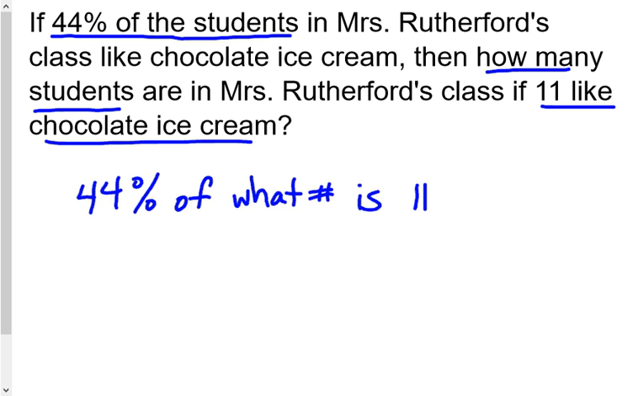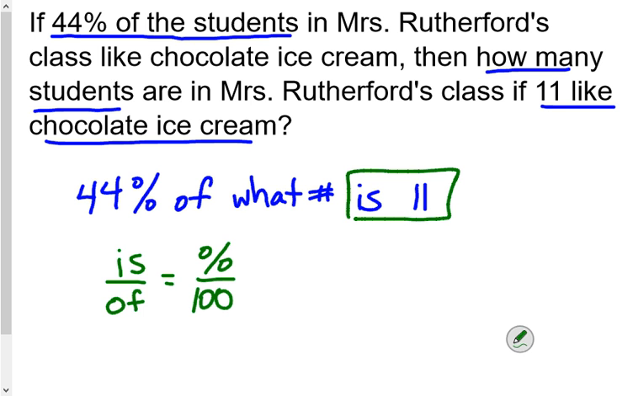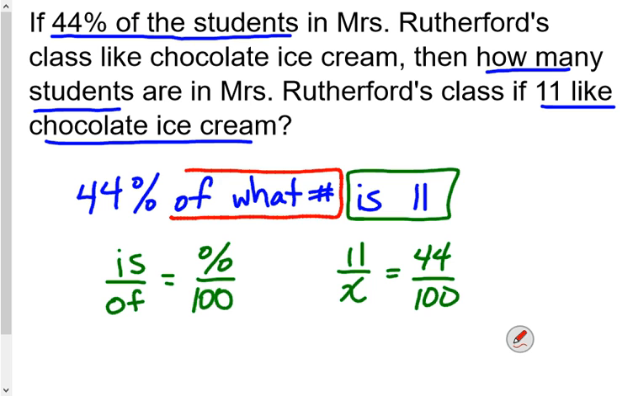When I go to work this out, remember our way that we format and set this up. 11 is, and then 44%, that's 44 out of 100, is 44% of what number? 11 is 44% of what number? I should be able to see pretty quickly. I forgot to box this up here. Here's where my of is, of what number? And then it's 44 as my percent.